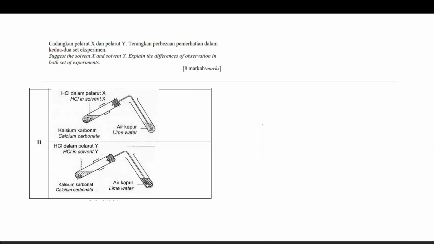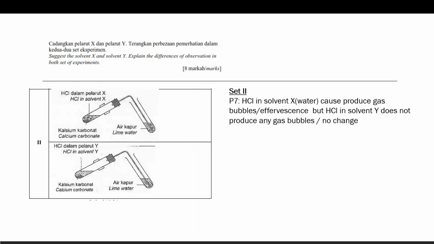For set 2, the explanation will be the same. Hydrogen chloride in solvent X, that is the water, will produce gas bubbles or effervescence. But in solvent Y, it does not produce any gas bubbles, or you can say no change. Then you need to explain why.